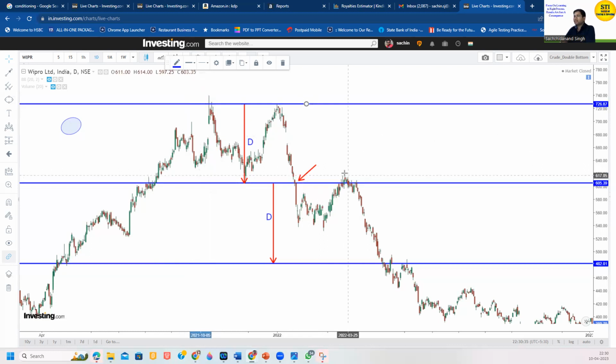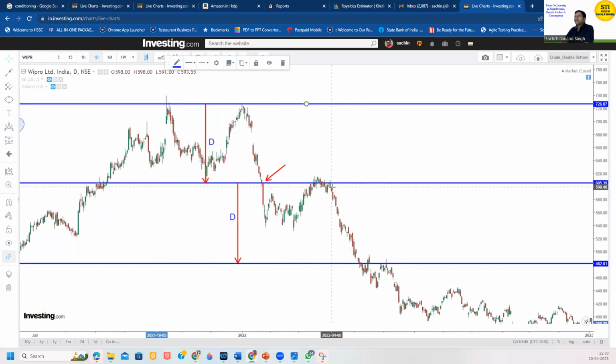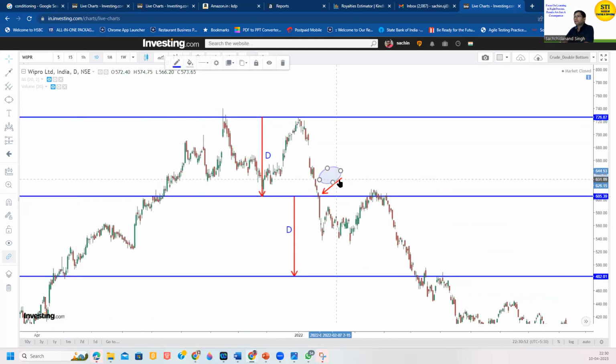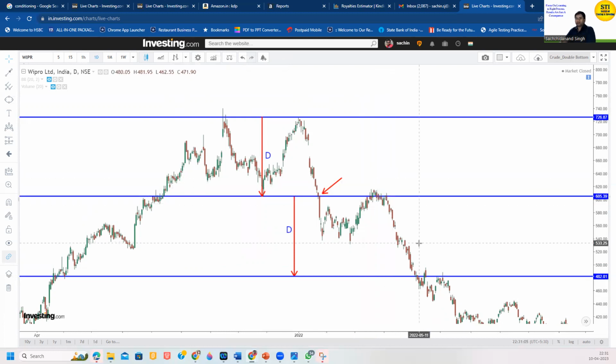Similar thing is also happening here. The price came down, and again it tried to go up, and here it fought a lot. For a couple of days the price stayed at this point. I can see at least 12 to 15 candles, up to 15 days of duration, where the price was struggling, and finally it went down.